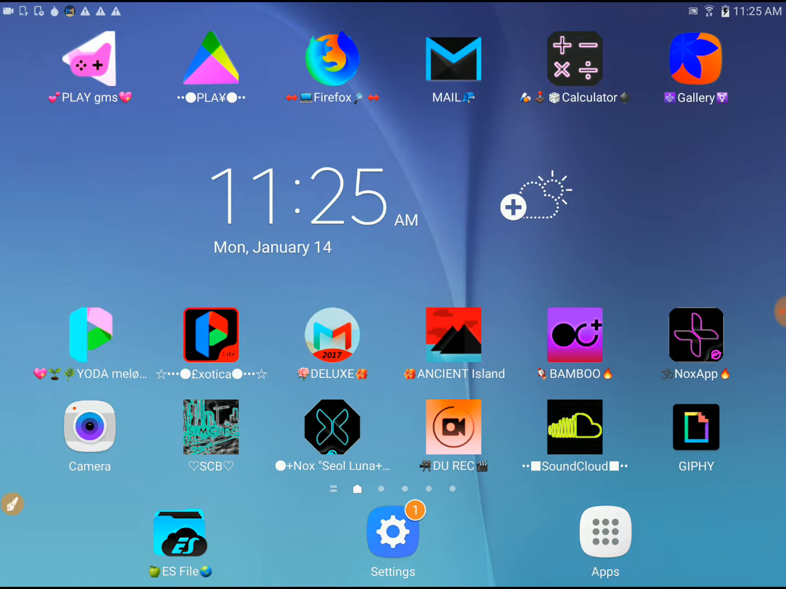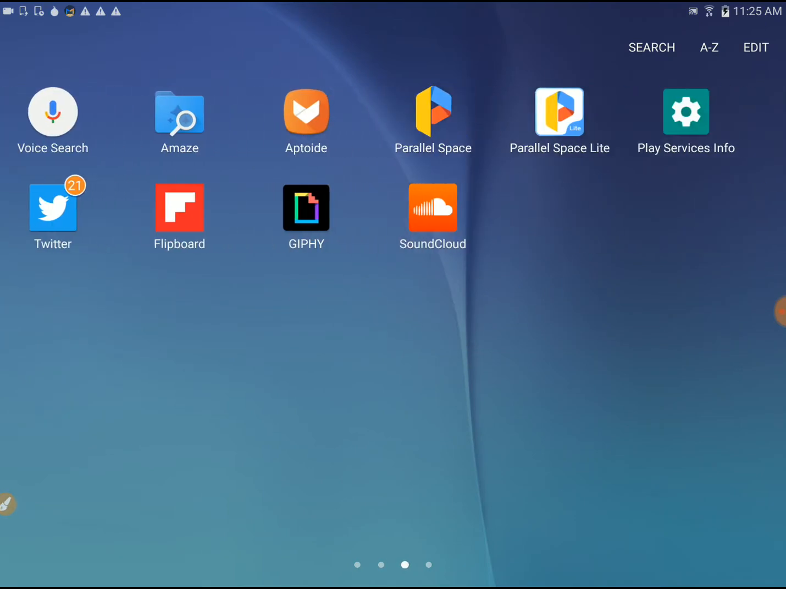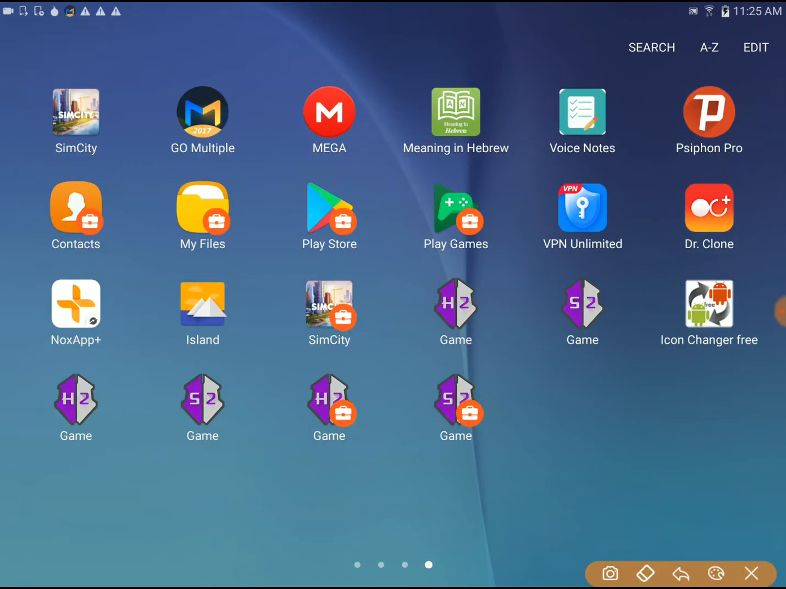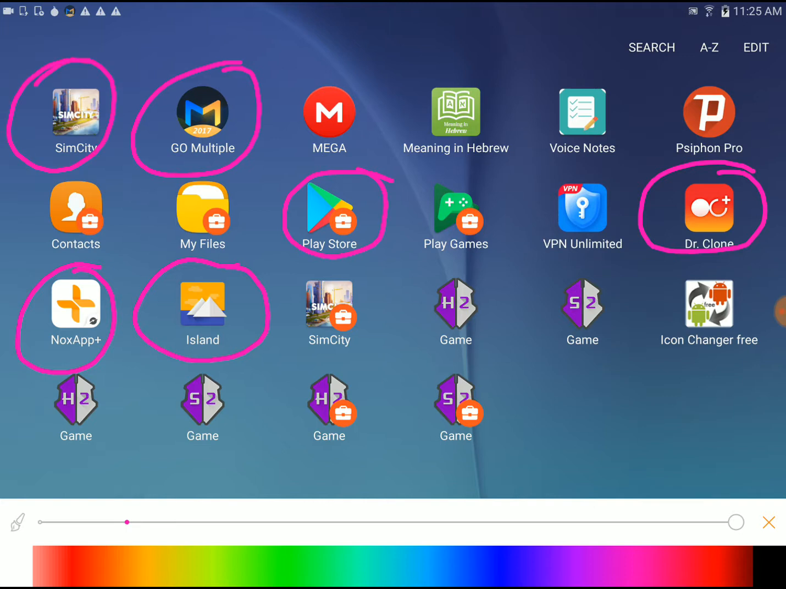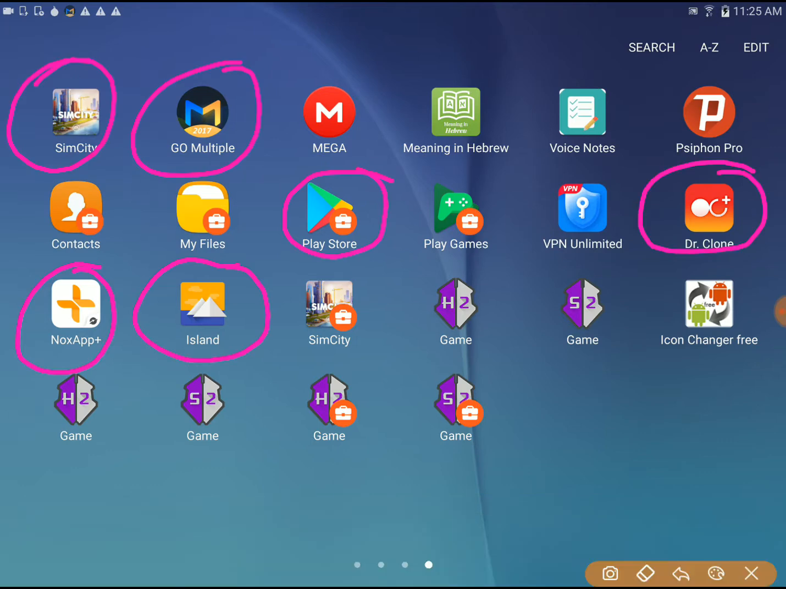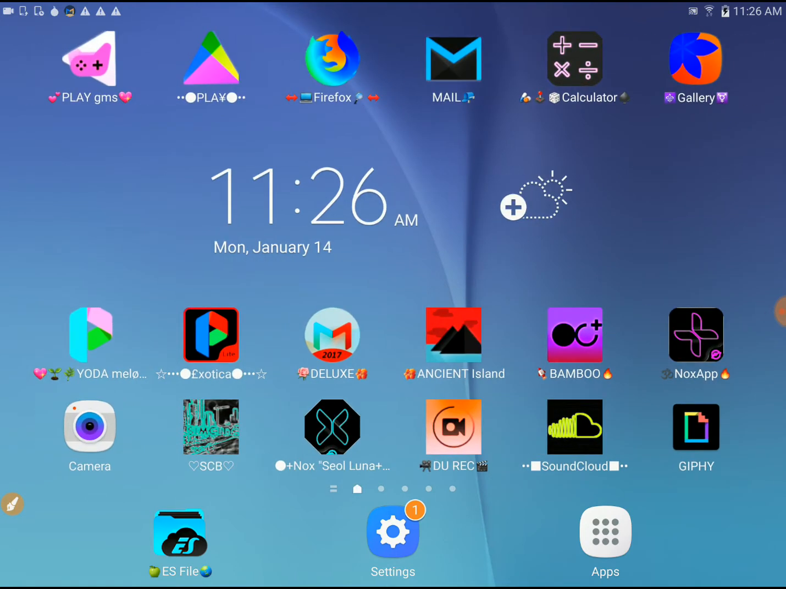And the regular icon of Island looks like this. This is what Island looks like when you download it from the Play Store. And it's beta. This is the regular Nox. This is the regular GO Multiple. This is a regular Dr. Clone. This is the regular Play Store. This is the regular SimCity. Now I changed all of those, so I'll go back. This is how they look now.